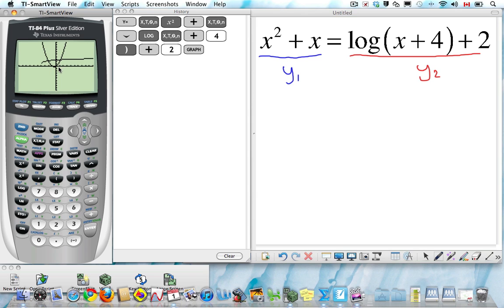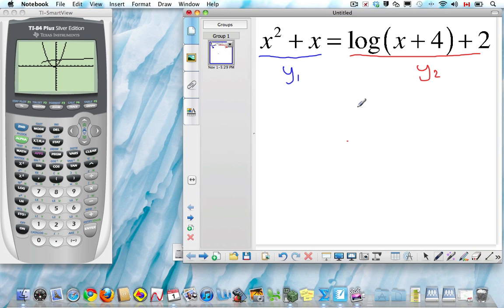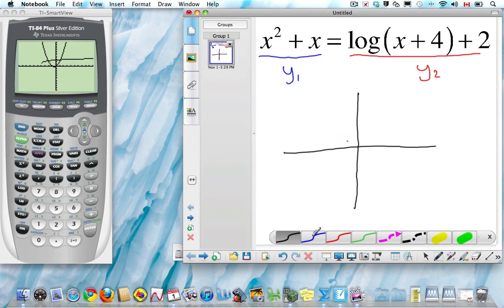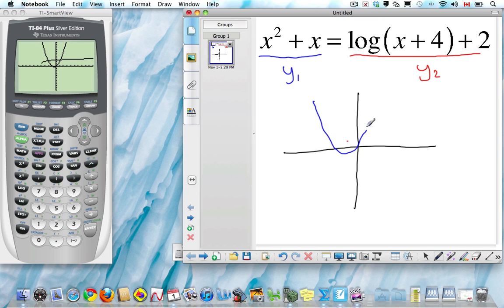So if I'm making my graphical solution over here, I'm going to actually graph them. Approximately here is the y1, and the y2 is going to be roughly here, the logarithm curve. And the solution to this equation is going to be these two points of intersection. And so I have to find the points of intersection.